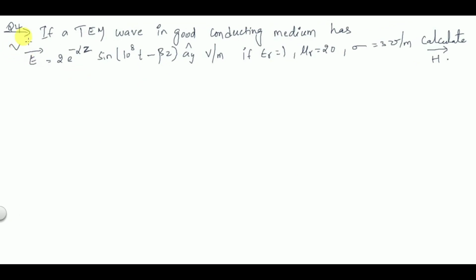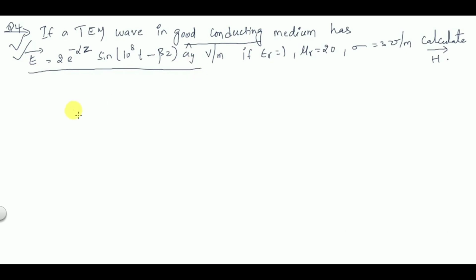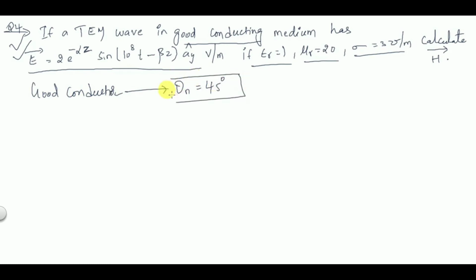So next we'll see one more problem, the last problem for this video. He has given that the medium is a good conducting medium with electric field intensity, and epsilon r is 1, mu r is 20, and conductivity is also given, and he has asked to find H bar. So the medium is a good conductor. What is the value of theta n? I have solved it and shown that theta n value is 45 degrees.